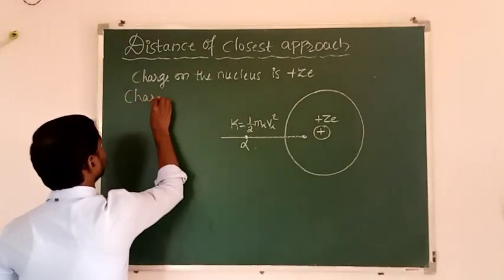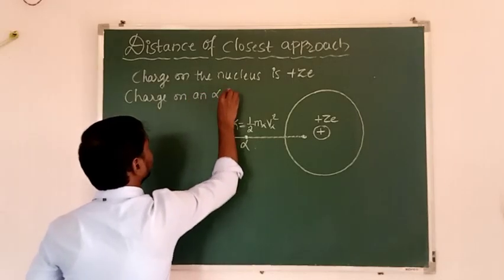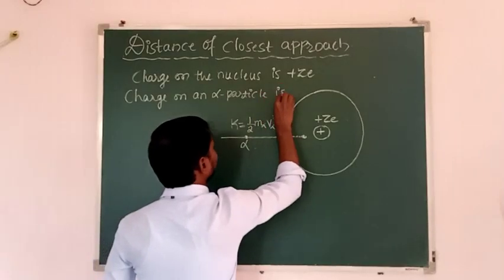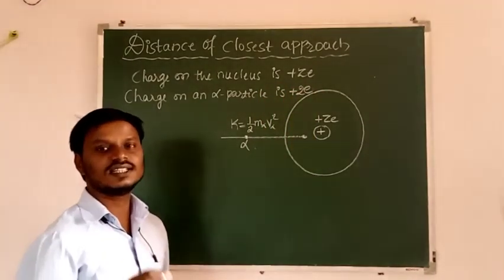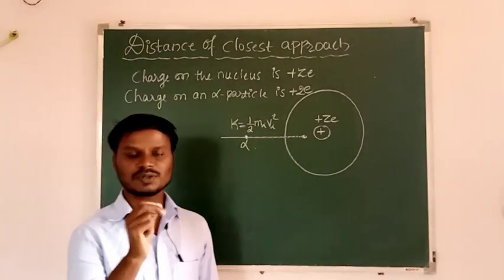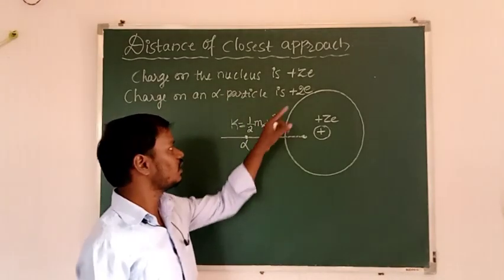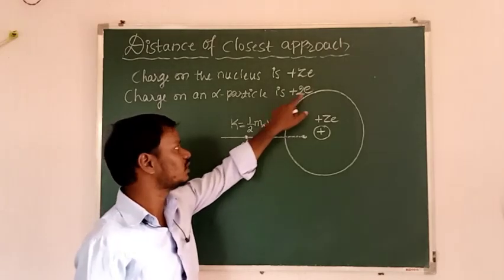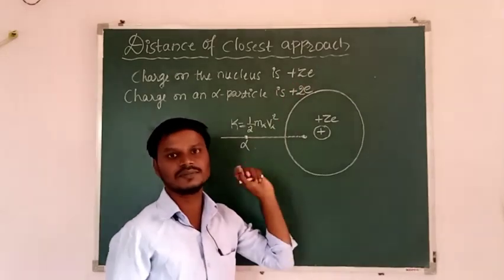The charge on an alpha particle is plus 2e, because in the helium nucleus there are two protons. Inside the helium nucleus there are two protons. So the charge on the helium nucleus is the number of protons present in the helium nucleus times the charge on each proton.